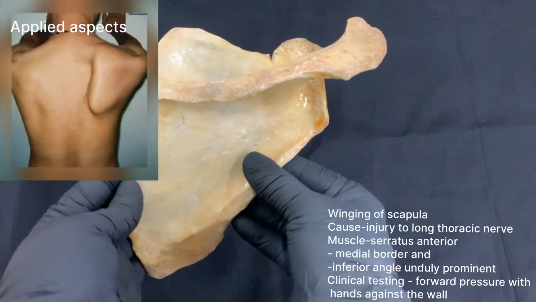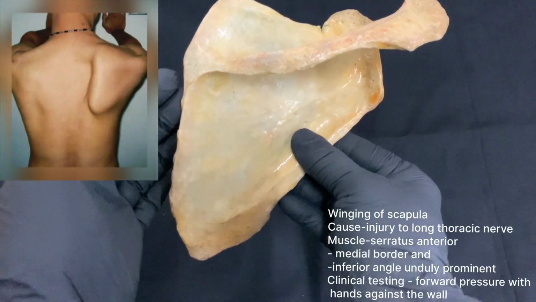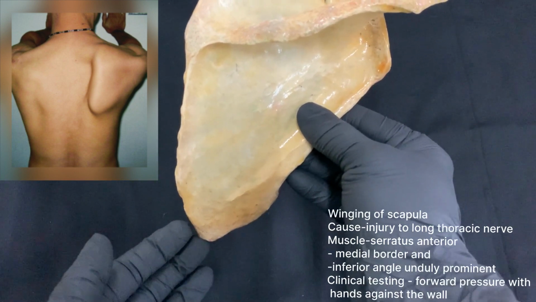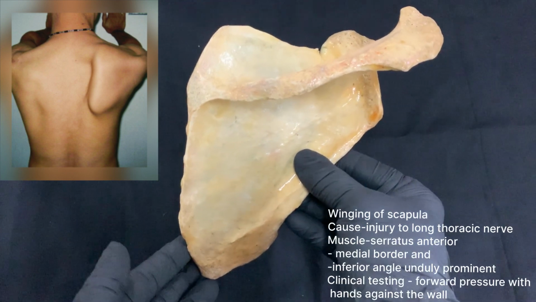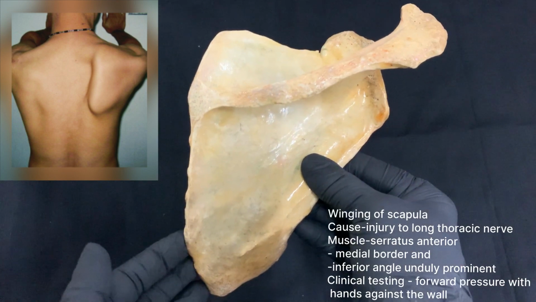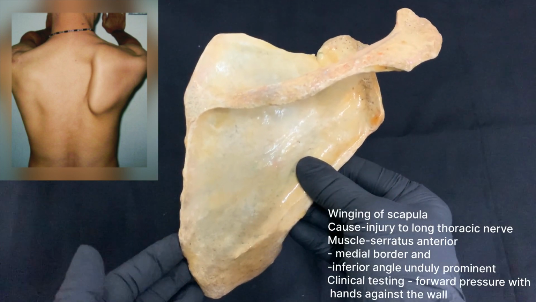For the clinical anatomy, paralysis of the serratus anterior, which is supplied by the long thoracic nerve, causes winging of the scapula. In the winging of the scapula, the medial border of the bone becomes prominent and the arm cannot be abducted beyond 90 degrees.